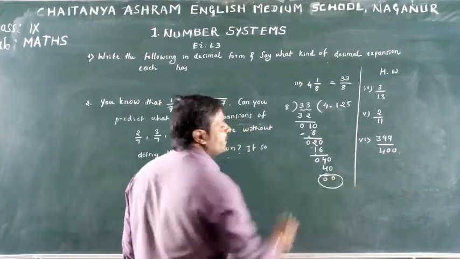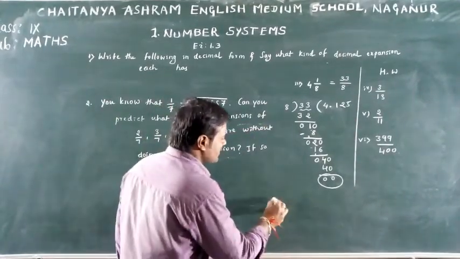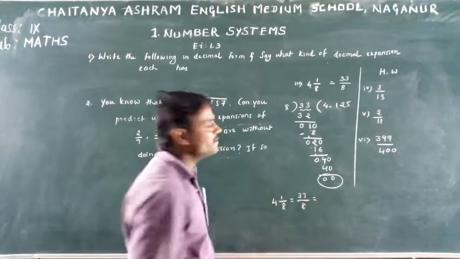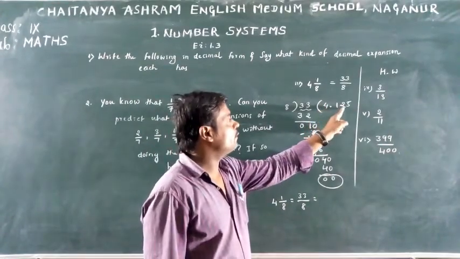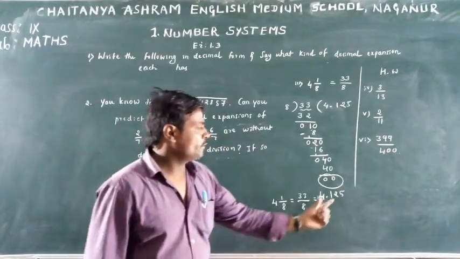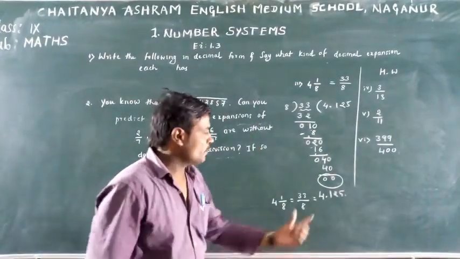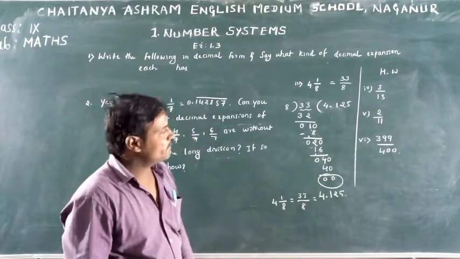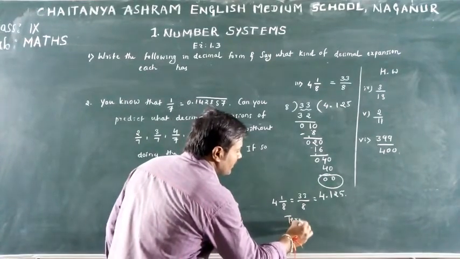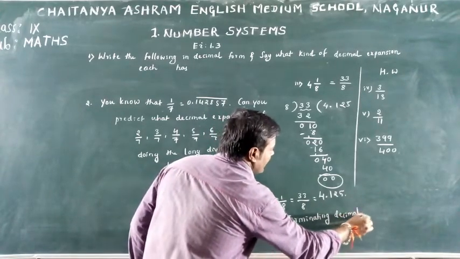So what is the remainder obtained? 0 means the division process is completed. Yes. So the decimal expansion of 4 whole 1 by 8, that is 33 by 8, is, what is its decimal expansion? 4.125. Yes, 4.125. So the division process is completed. So what kind of decimal expansion is it? Division process is completed means it is a terminating decimal expansion.